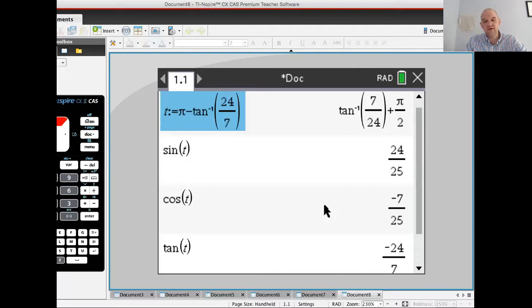After you find all your ratios, find the exact value of the angle, try to store that, and then ask your calculator, are you right? And it'll tell you if you're right. That's kind of an amazing thing to be able to do. So I encourage you to try that.